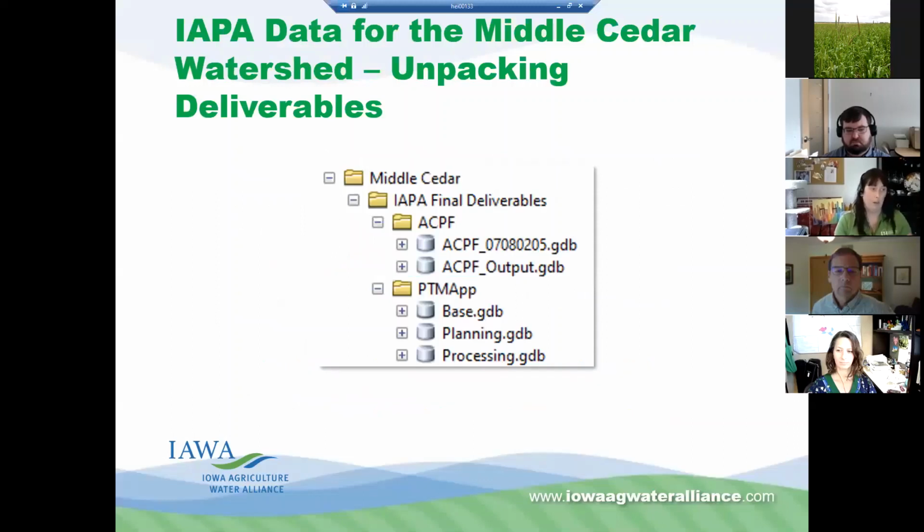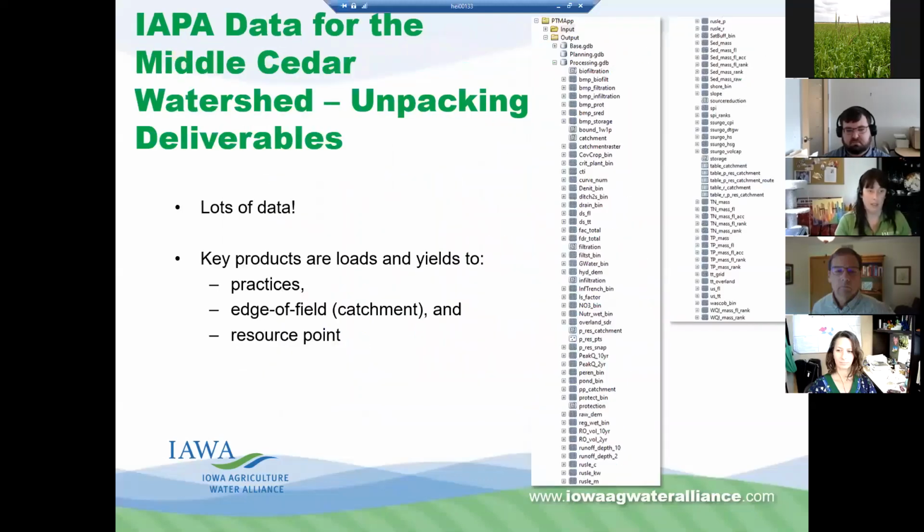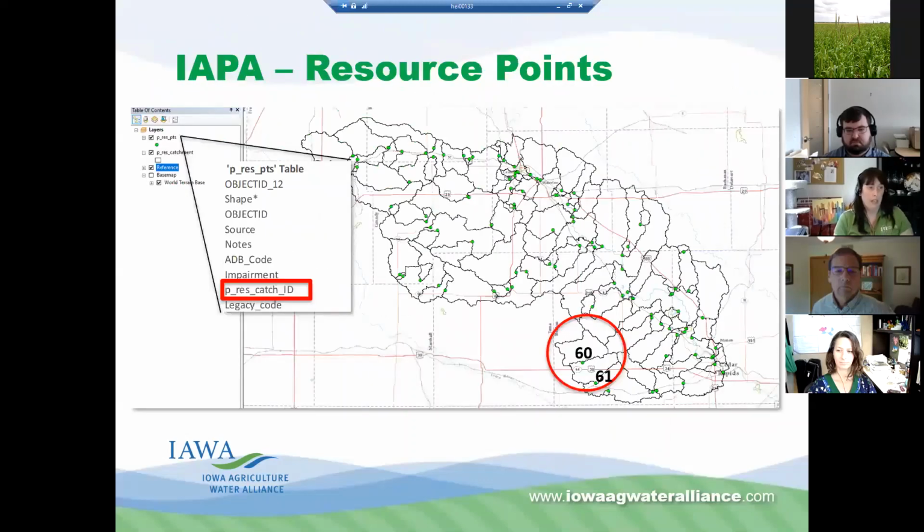Again, we've seen this before: the ACPF, PTMap data, the outputs. We've seen these big messy tables of what the data looks like, the different things that come out of PTMap or ACPF. And for this, we're going to focus on the two priority resource points, 60 and 61, which are in those main watersheds that we've been focusing on the whole time.